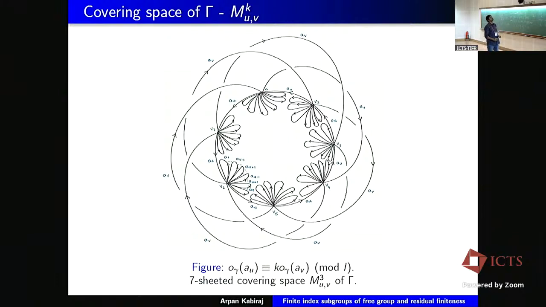So this is not just one covering, this is a class of coverings. This K is this 3 here. This class of coverings I am denoting by M, U, V and K. It depends on 3 things. First is the generators that you are choosing, U and V, and then it also depends on K, which is from 1 to M, where L is basically 2M minus 1, or 2M plus 1, anyway.